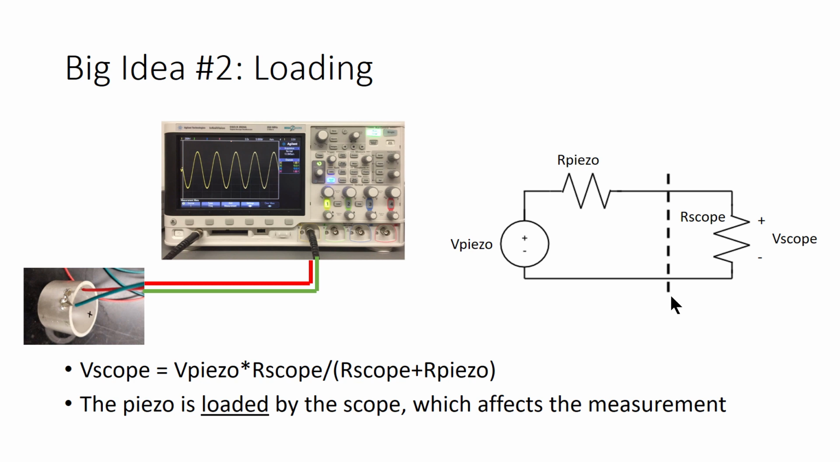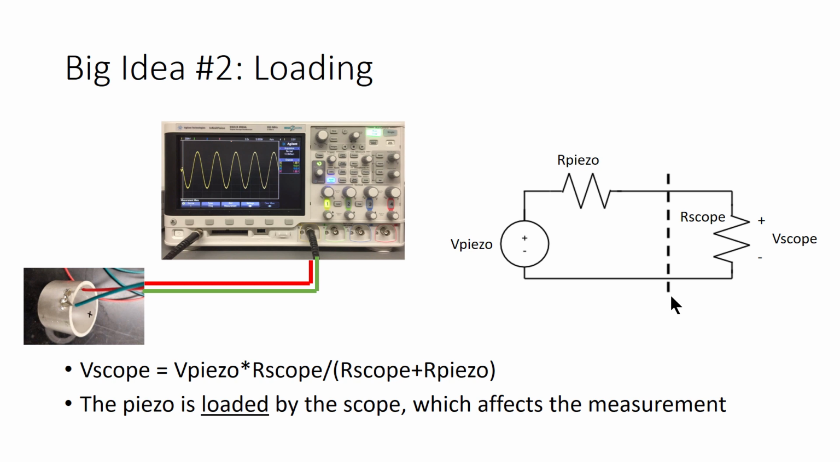In this specific case, by the way, I'd call this instrument loading because it's our measurement instrument that's causing the loading. Now, in the oscilloscope video, you're going to learn that R scope, the load resistance here, is about 10 megaohms. But on the last page, we learned that our piezo could be as big as a gigaohm. So that means that our oscilloscope won't measure any signal at all from this transducer.